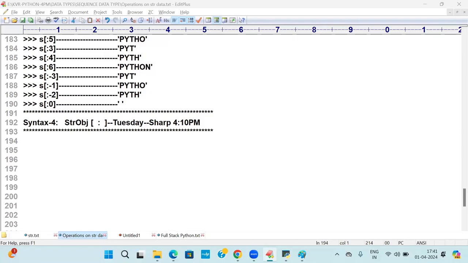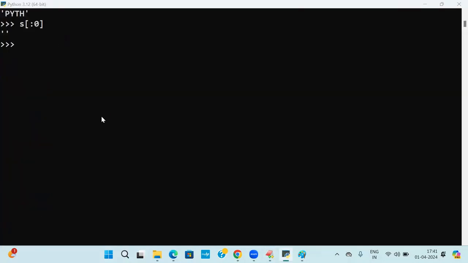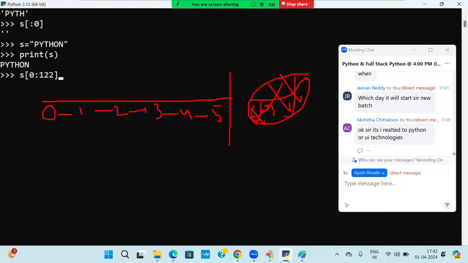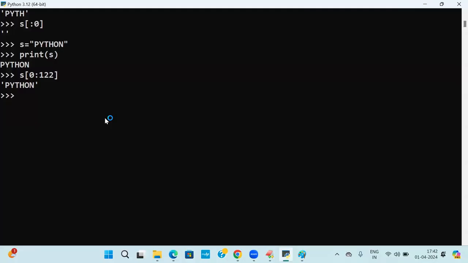Sir, I didn't get that s[1:2:2] column question you explained. This is the one, print of s[1:122]. What is that? S[0:122]. It starts from the 0th index, first index, second index, third index, fourth index, fifth index. Data will come. After that, there is no sixth index, no seventh index. There is no data present. It is not going to visit, because it is the ending now. So Python is the answer. Correct? Okay.